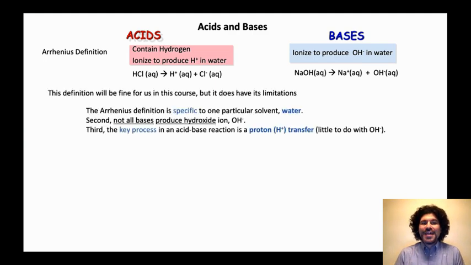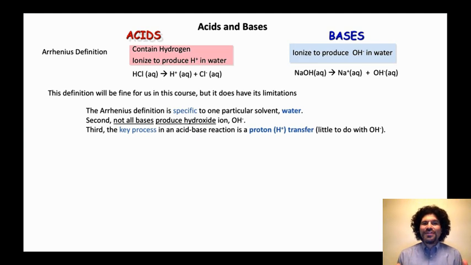Okay, and for this course, for first semester general chemistry, this definition will actually be fine, but it does have its limitations that'll become more apparent to you both in the second semester and especially in organic chemistry. So just briefly, those limitations are that the Arrhenius definition is specific to one particular solvent, water. The definitions say in water. And we now know that there are plenty of compounds that are acidic or basic in solvents other than water.